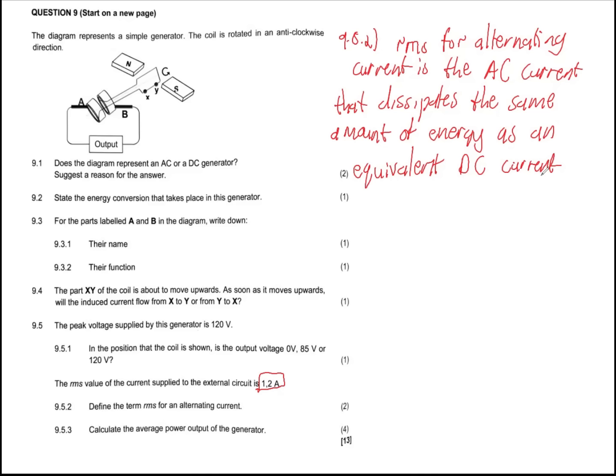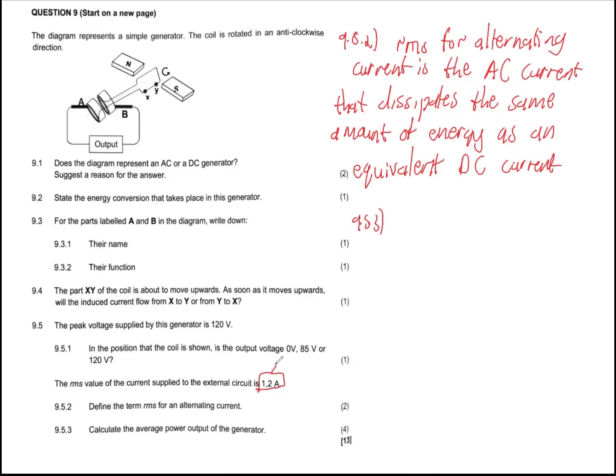Okay, so that's how you actually write it. RMS for an alternating current is the AC current that dissipates the same amount of energy as an equivalent DC current, right? So that's how you are supposed to define that. Then 9.5.3 says calculate the average power output of the generator.